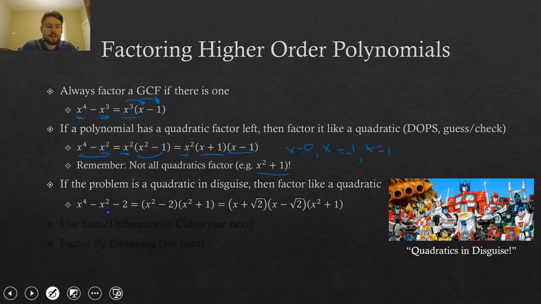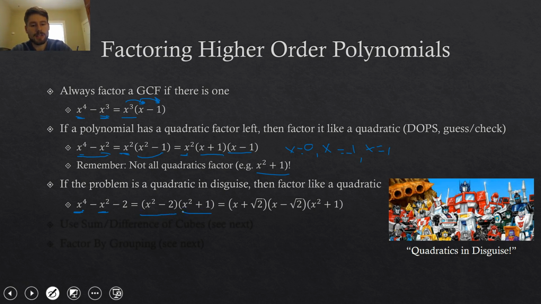And then if the problem is a quadratic in disguise, then you want to factor it like you would a quadratic, which means you do your what multiplies to the constant and adds to the middle term. For example, x to the fourth minus x squared minus 2, this is a quadratic in disguise, because if we take this middle term and we square it, we get this one over here. So just the x's, forget about the coefficients that are there. Just x squared squared is x to the fourth. So this is factorable like a quadratic, meaning we can write it out as (x squared minus 2) times (x squared plus 1).